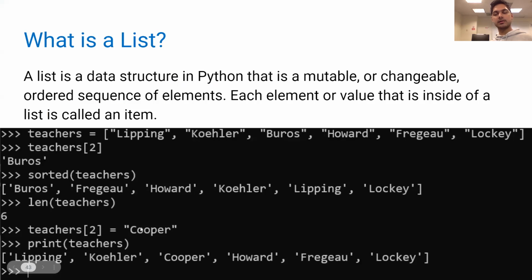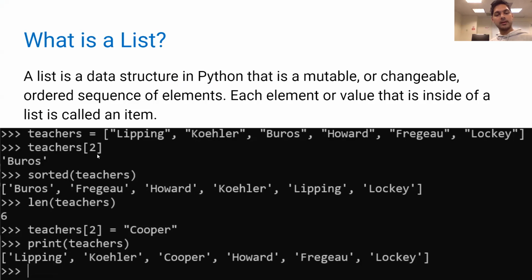So containers, more on formally defining what a list is. A list is a data structure that's mutable, or changeable. Right here we have teachers. This is actually my senior year schedule. I had a 0 period and I didn't have a 6 period, so the indices match up with my schedule. Lipping is my 0th period teacher, Kaler first period, Lockie 5th period teacher.